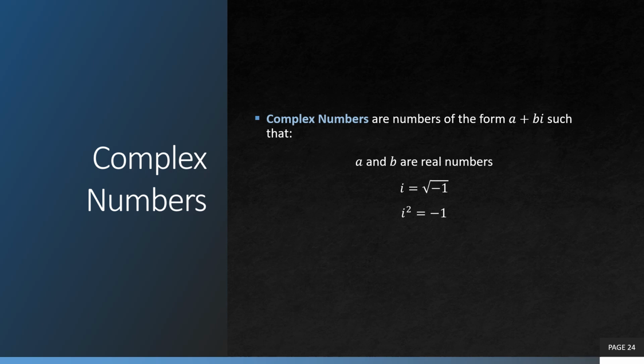So a complex number is a number in the form a plus bi, such that a and b are real numbers, but i is the square root of negative 1. i squared equals negative 1. Now before, we've always had, if you square a number, it's going to be positive, but i is an imaginary number, so it's not going to use the rules that we are normally thinking of when we talk about our number systems.